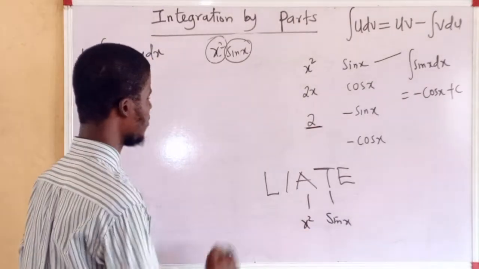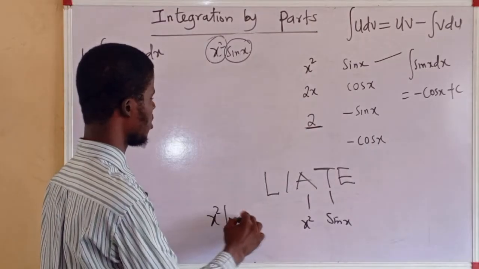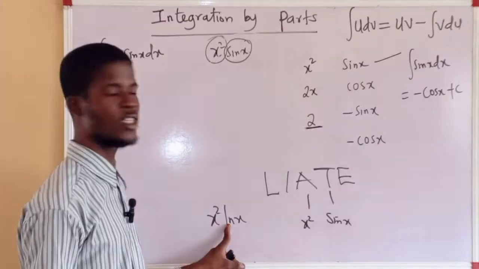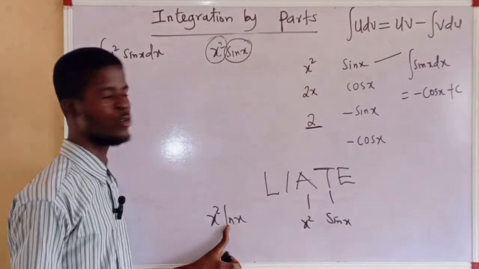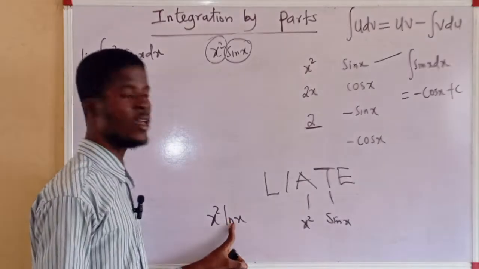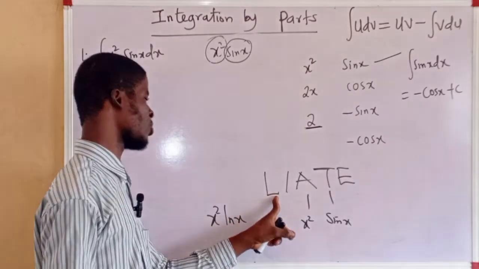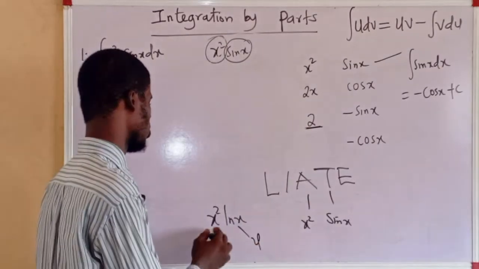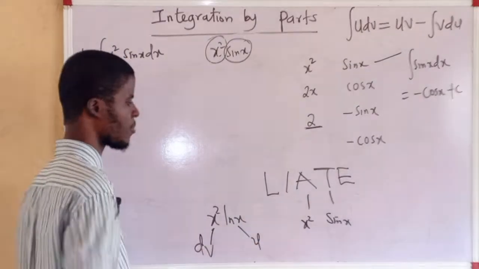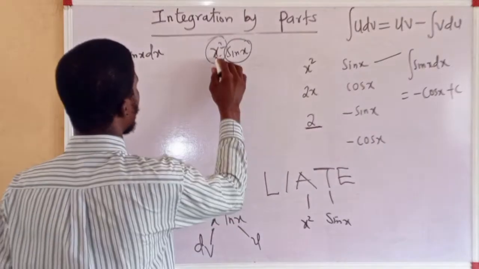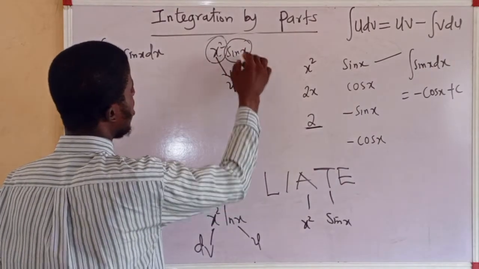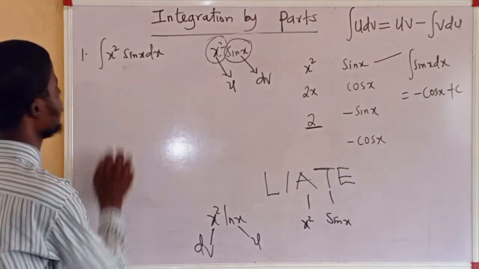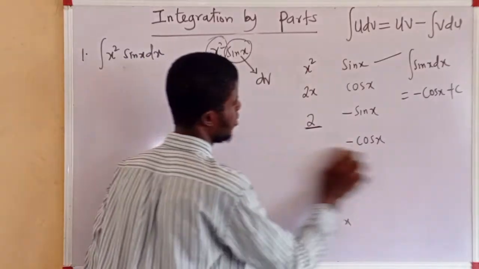Alright, so if I have x squared ln x, for example, x squared is algebraic, ln is logarithmic, so which one should I choose as u? I should choose ln x as u because logarithmic comes before what? Algebraic. So this one will be u, and this one will be dv. So I'm going to integrate this function now using integration by parts.